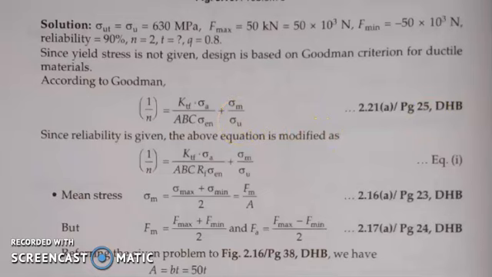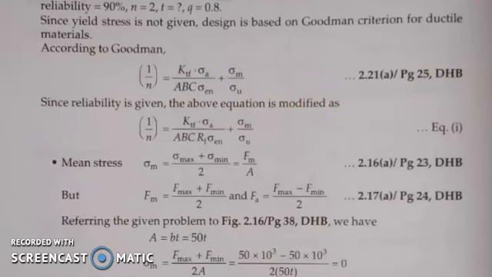So, we can find that value according to the reliability. Then, if the reliability is given, we have to modify that equation. Here, the reliability factor RF is added in this section, that is A B into RF into sigma endurance. So, remember this equation if the reliability is given.